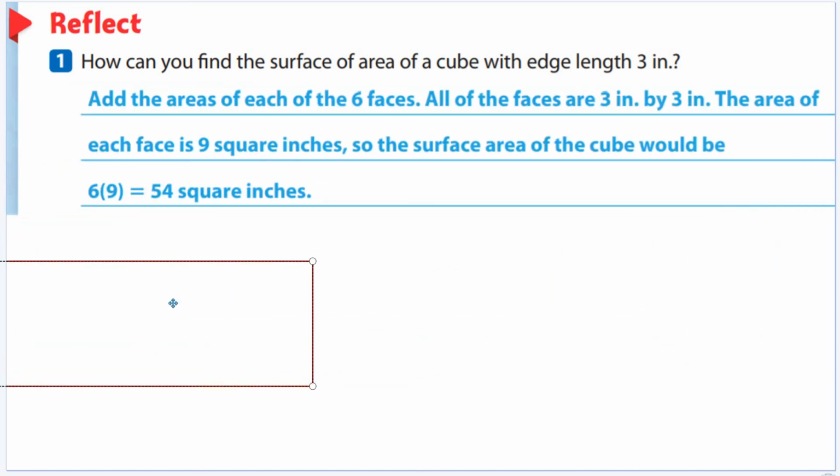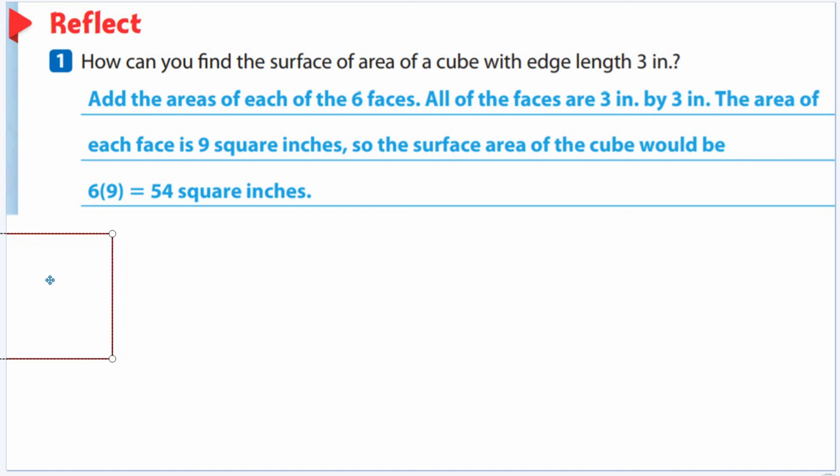Again, how can you find the surface area of a cube with an edge of 3 inches? If you got 54 square inches, you got it correct. Add the areas of each of the 6 faces. All of the faces are 3 inch by 3 inch, and the area of each face is 9. And since there's 6 of them, you do 6 times 9. Let me draw this out for you so we can see this.